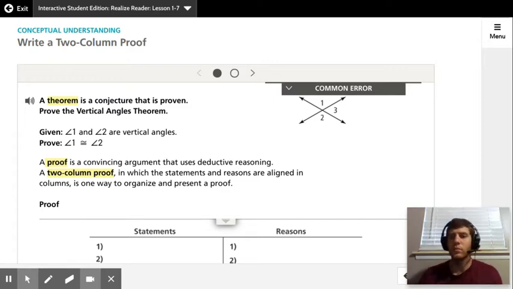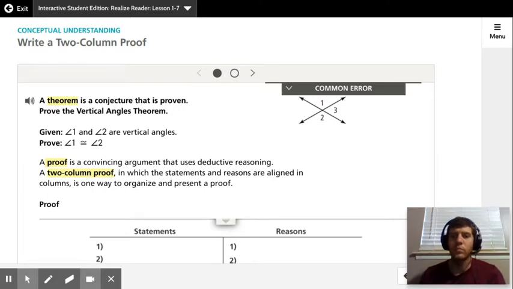A conjecture was a rule we used in inductive reasoning, right? With inductive reasoning, we came up with a pattern, and then we used that pattern to create a rule, and then we used that rule to make predictions. We called that rule a conjecture because it wasn't proven. In order to prove it, we would have to have tested every possible case.